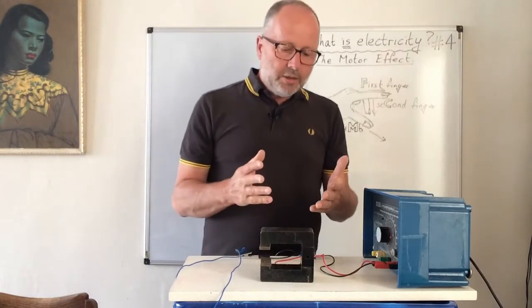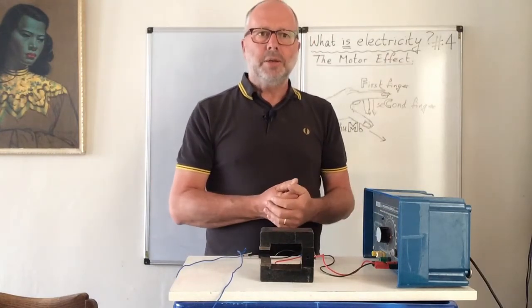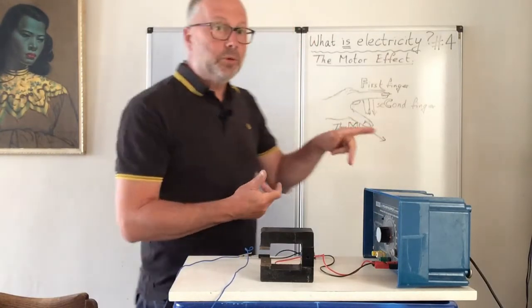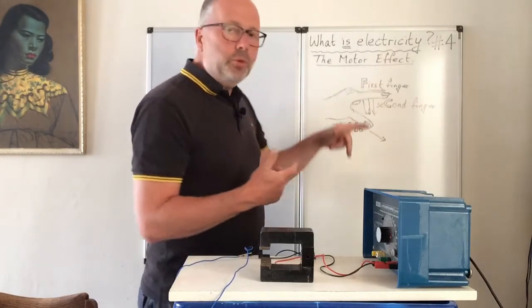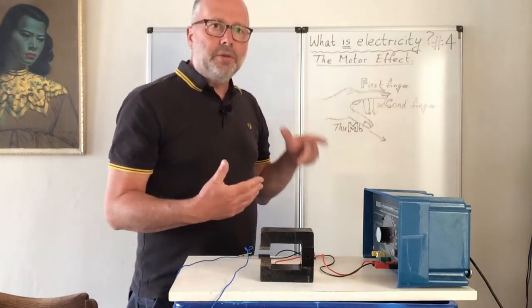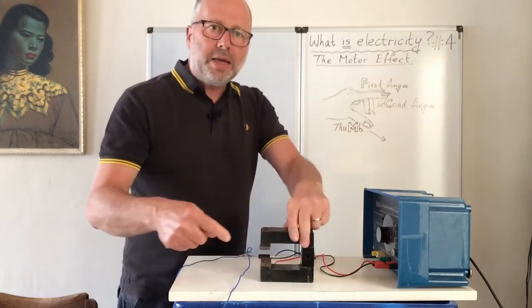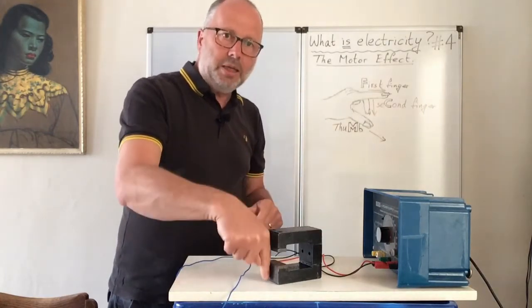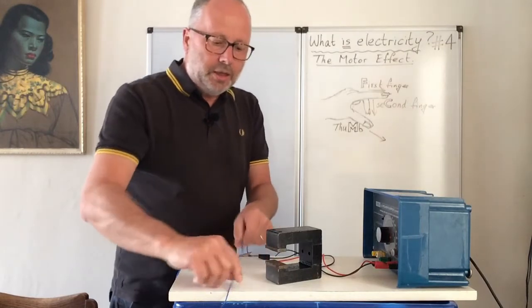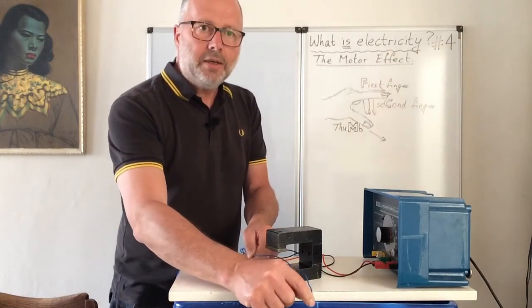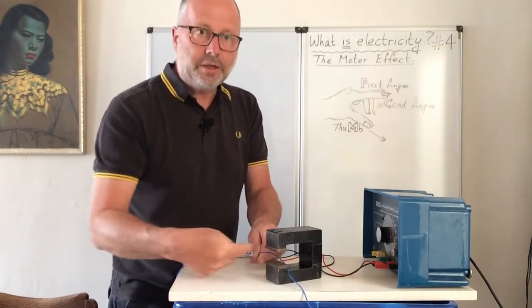So when you do your physics in class, you will learn about something called Fleming's left-hand rule, which is this thing here. And all this does is it tells you which way the thing is going to move. I've got my magnetic field, which is going from top to bottom here. So that's going in one direction. And when I put my electric current in here, that's going across the direction of the magnetic field.